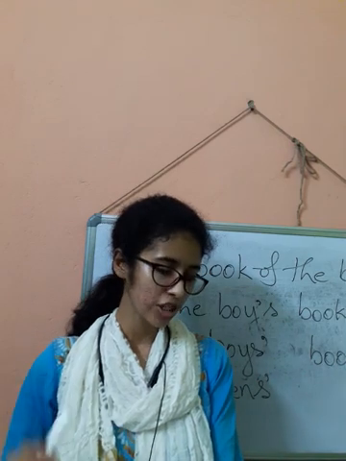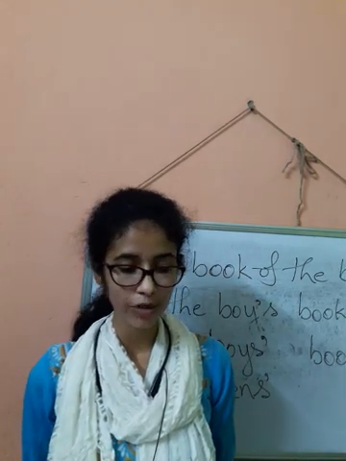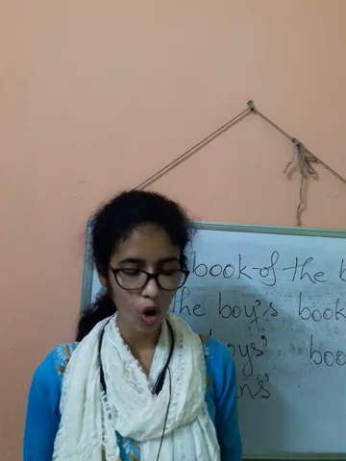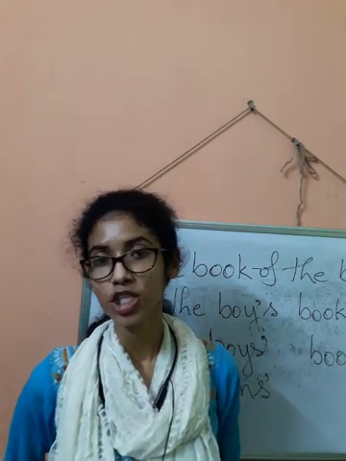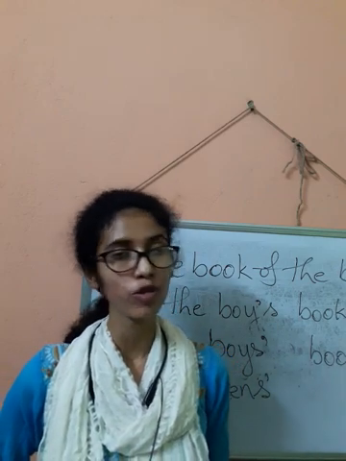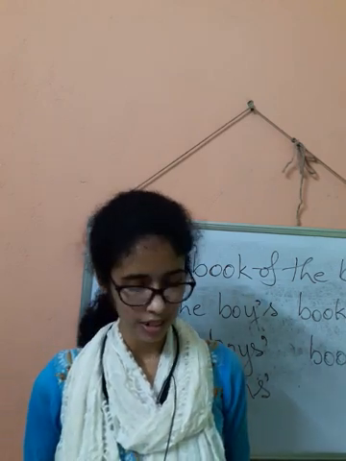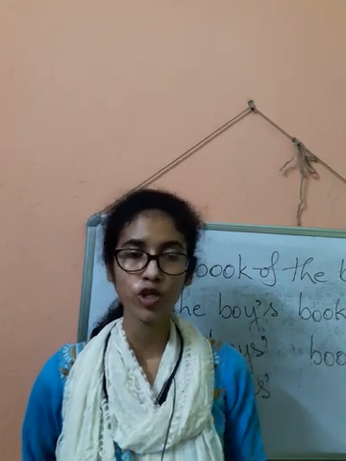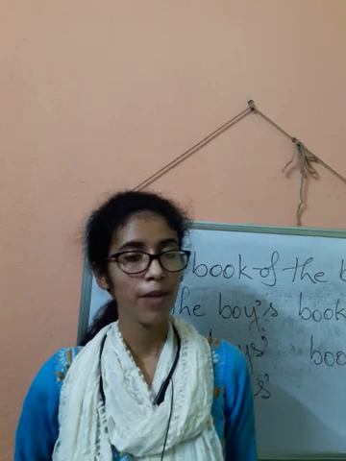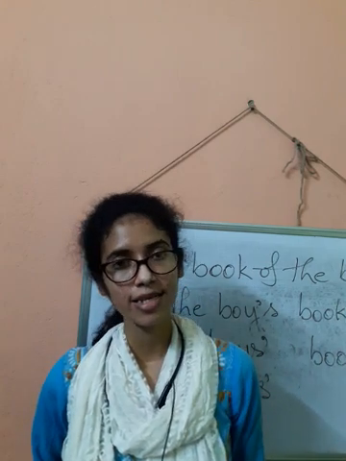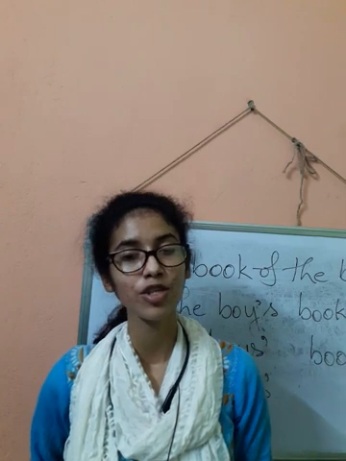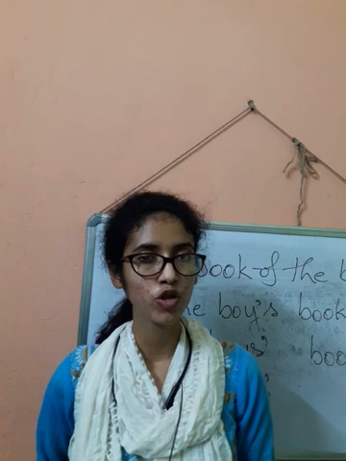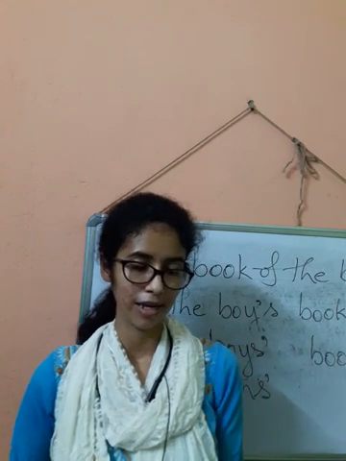See, page number 22, it has been explained very well. We use apostrophe or apostrophe s only with living things. We cannot use apostrophe or apostrophe s with non-living things. We do not say "the picture's frame." It will always be "the frame of the picture." We cannot say "the picture's frame" because the picture is not a living thing. That's why we cannot use apostrophe or apostrophe s with that thing.